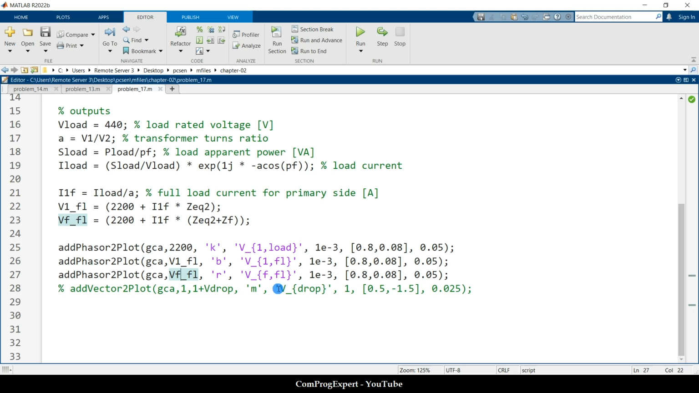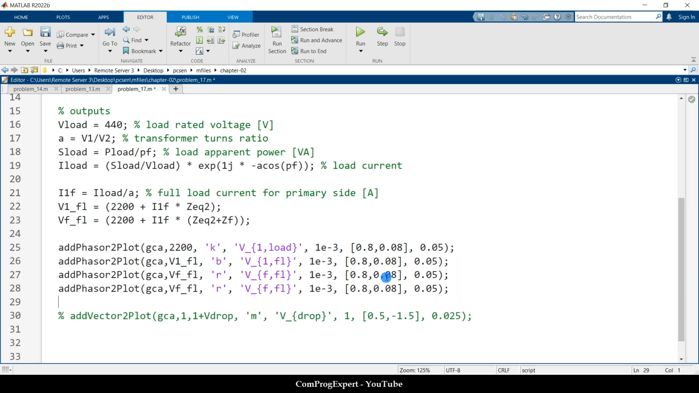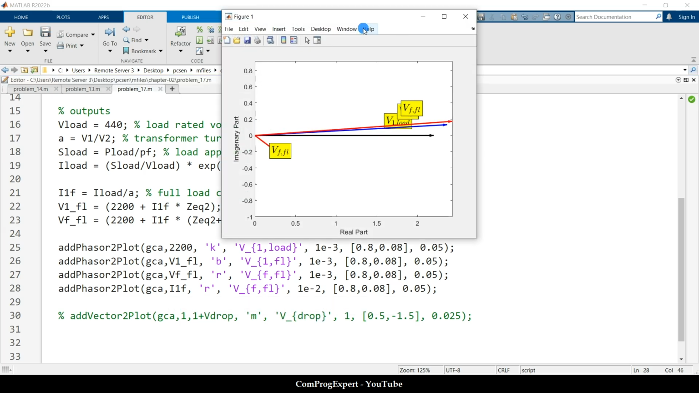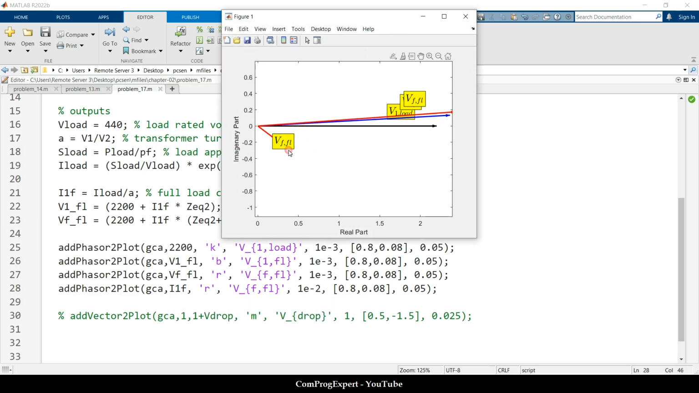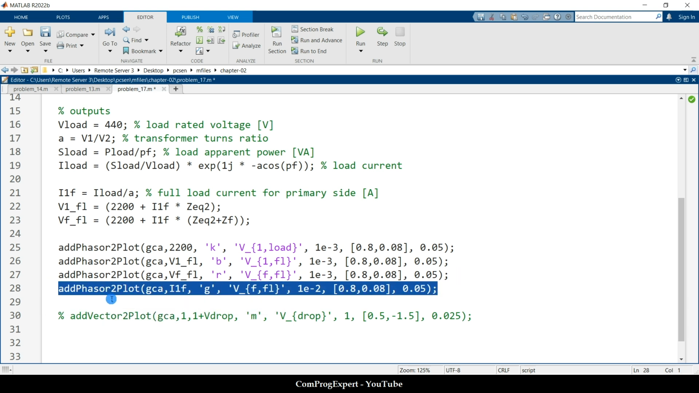And what about the current? This is the I1 full load. Let's use this scale and check. Yes, this is the current phasor. Use another color, green. Also, let's plot the voltage drops.